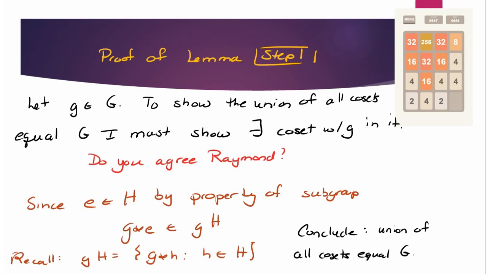Let me back up a bit. What I've really shown here is that the capital G group is a subset of the union of all the cosets, but it must be equal to the union because the union of all the cosets cannot be bigger than G itself. So therefore I have subset containment in both directions, and that's really what I've shown.